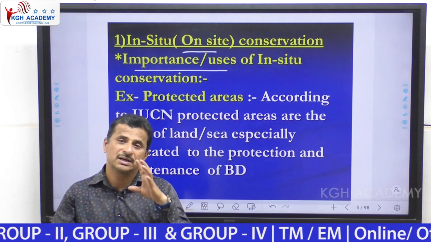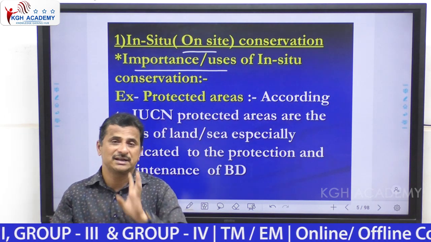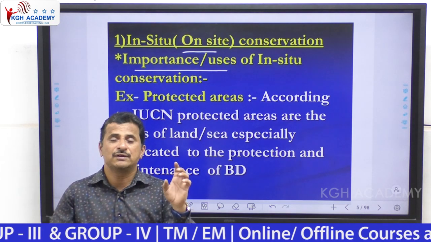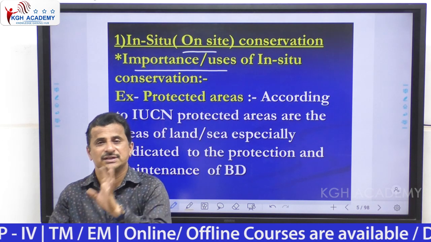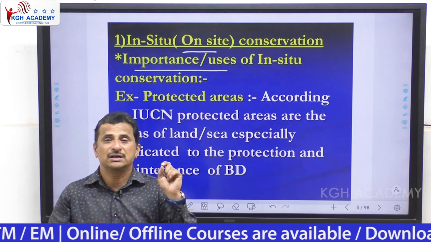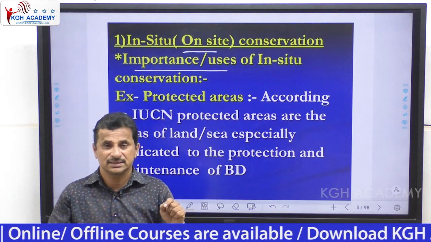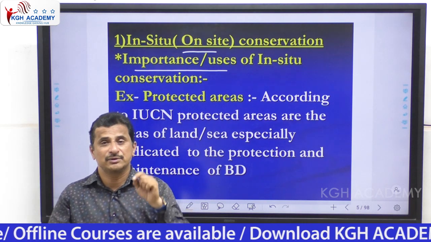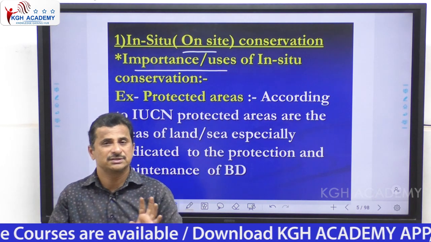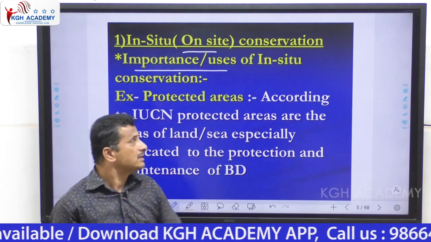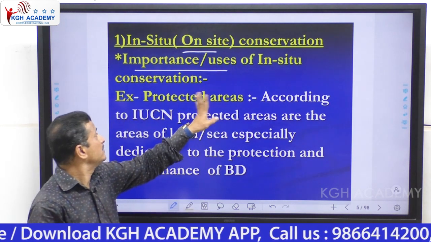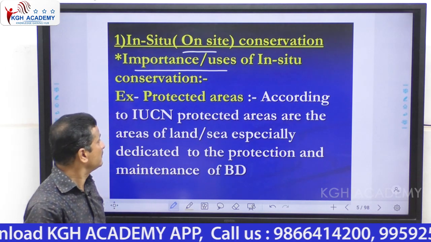Dear students, we can expect questions like this: Which of the following methods is the best method to conserve biodiversity? In situ conservation. What are the main causes of conservation of biodiversity in situ conservation? Why do they give preference to in situ conservation? This is the importance and uses of in situ conservation.